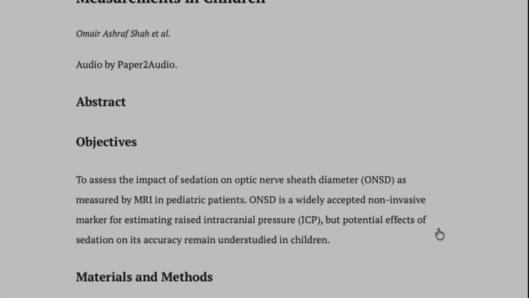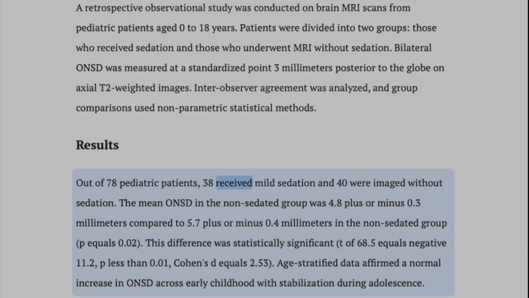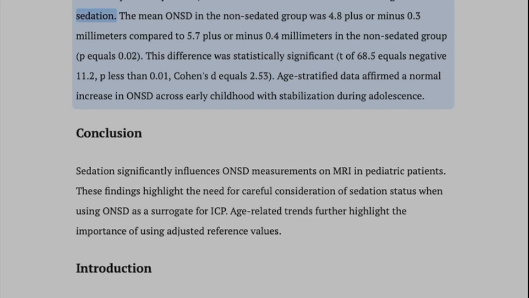Results. Out of 78 pediatric patients, 38 received mild sedation and 40 were imaged without sedation. The mean ONSD in the non-sedated group was 4.8 plus or minus 0.3 millimeters, compared to 5.7 plus or minus 0.4 millimeters in the non-sedated group, p equals 0.02. This difference was statistically significant, t of 68.5 equals negative 11.2, p less than 0.01, Cohen's d equals 2.53. Age-stratified data affirmed a normal increase in ONSD across early childhood with stabilization during adolescence.